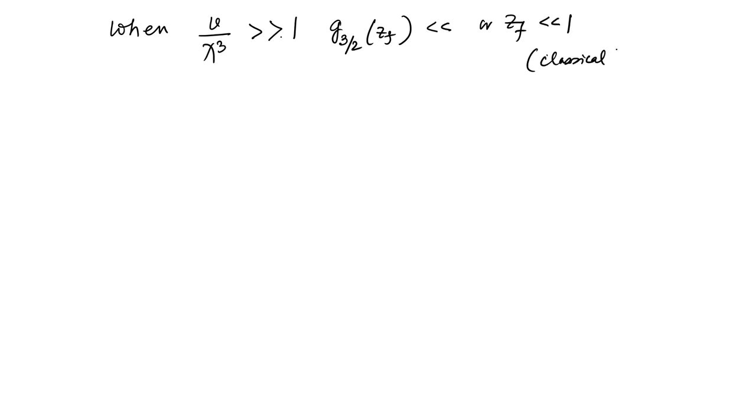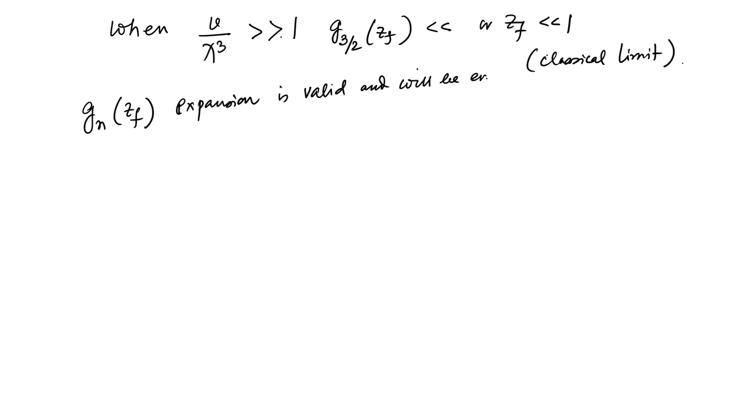So lambda cube by V has a maximum value of 2.612. Whenever V over lambda cube is much greater than 1, then G 3 by 2 of ZF will be much, much smaller than 1, and this is the classical limit. We are not interested in this limit, but we should know what happens in the limiting case. In this expression, this expansion is valid in the classical case. If we are in the limit where ZF is very small, it will be enough to keep a few terms, of the order of ZF.